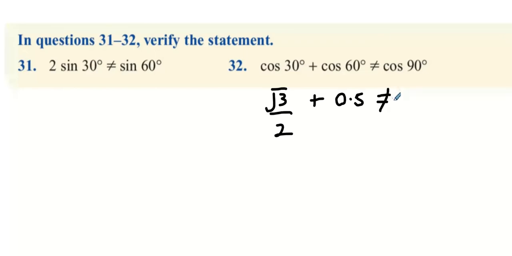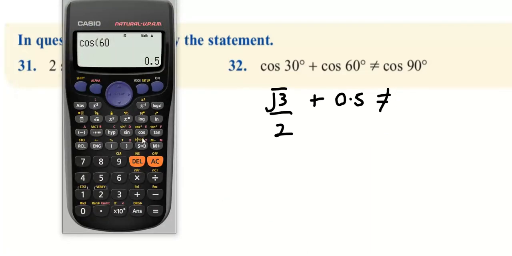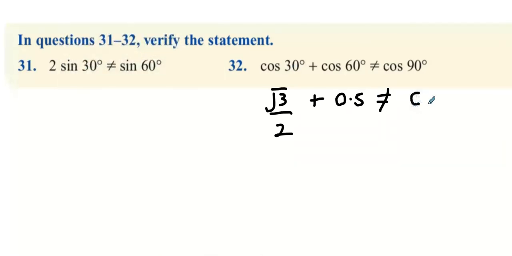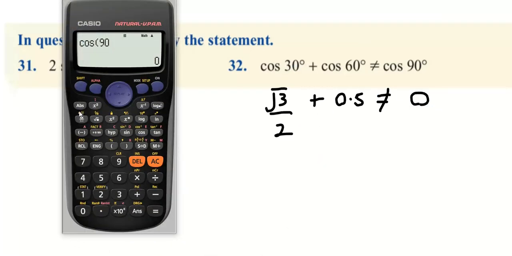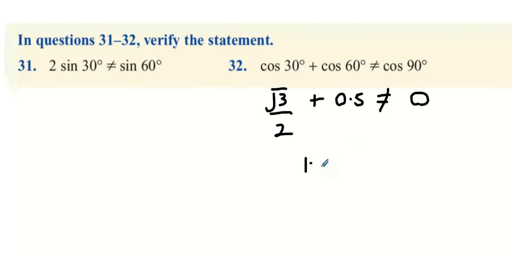Does it not equal cos 90? So what is cos 90? Cos 90 is 0. Well, if I add the two of them together, and I can always use decimals, it doesn't have to be fractions. So we can see that it's 1.366, and we know that 1.366 ain't equal to 0. So what we're basically saying is cos 30 plus cos 60 ain't cos 90. Trigonometry doesn't work that way.